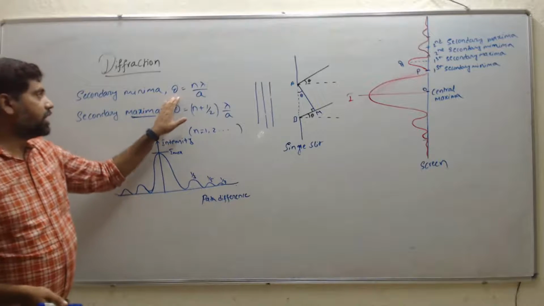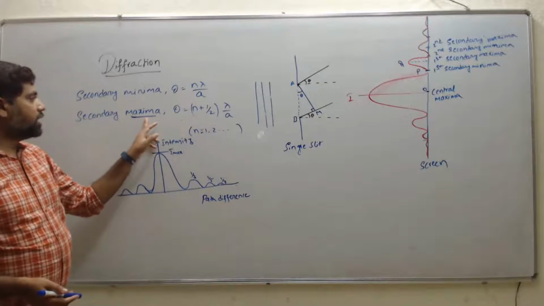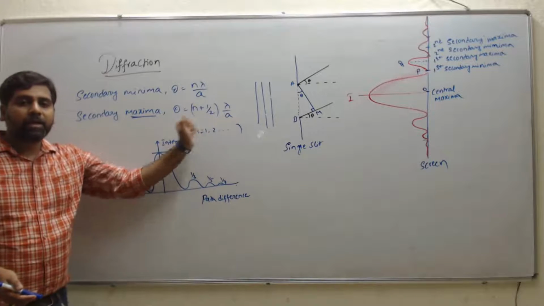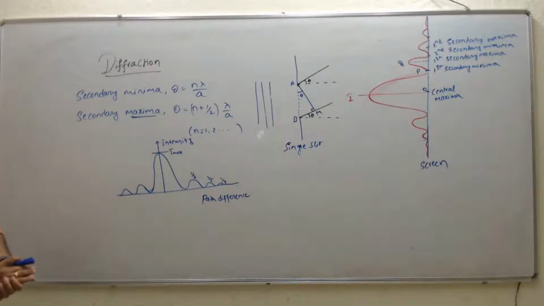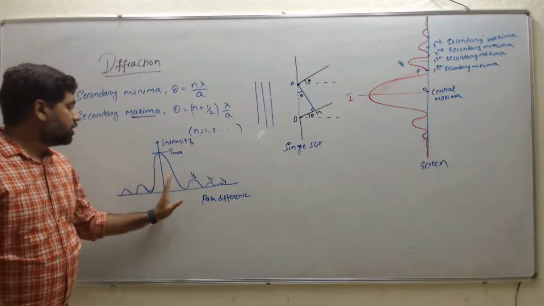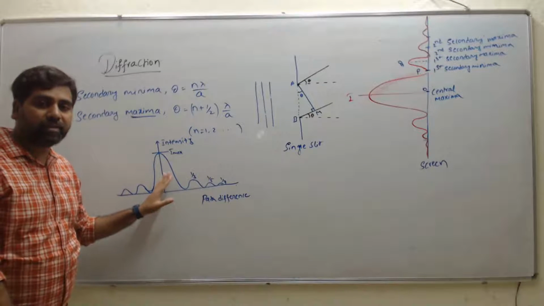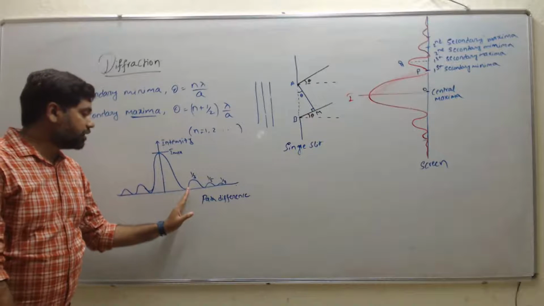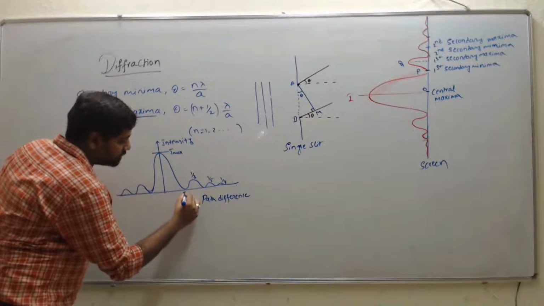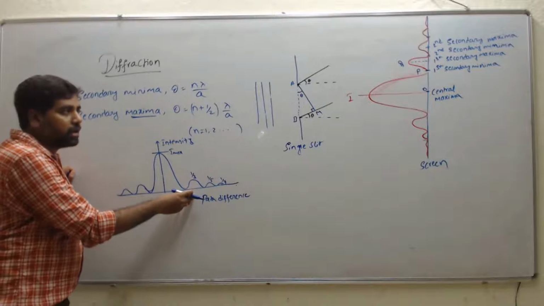The condition for secondary minima is theta equals n lambda by a, and for secondary maxima the theta equals (n plus 1/2) into lambda by a. Right? And also here in the intensity distribution curve, the intensity goes on decreasing. First is the bright region, at the center only we get the bright region, afterwards we get the dark region. Wherever the intensity at the bottom represents I equals 0, that is the dark region.